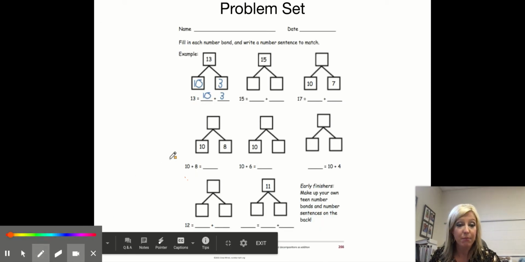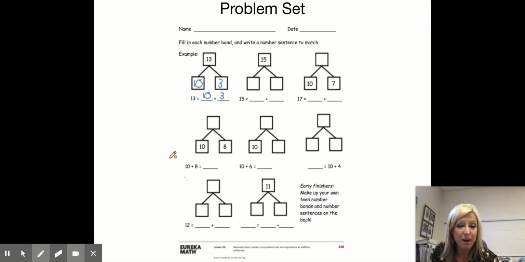Up next will be your problem set. We're going to do one problem together, and then you'll be able to practice on your own. They have one done for us. 13 equals 10 plus 3. So we're breaking 13 into a group of 10 and 3. And then we'll write our number sentence. 13 equals 10 plus 3.